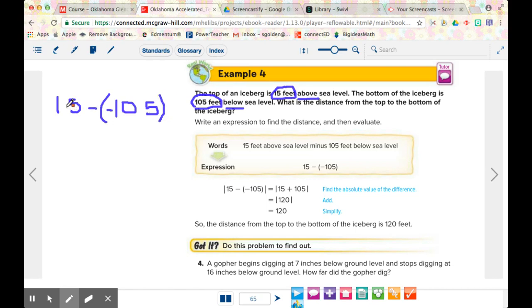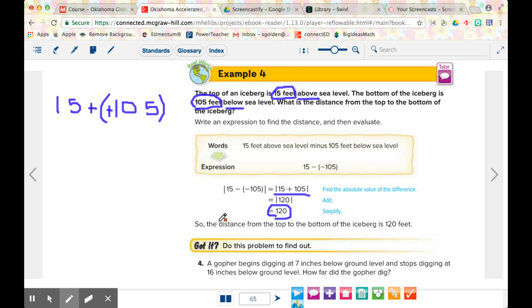So this is my problem: 15 minus negative 105. We know from our subtraction rules, we change the sign, add a line. So it becomes 15 plus 105. I'll underline it over here where they have that written. 15 plus 105 is 120. And we take the absolute value to make sure it is a positive number. So the distance from the top to the bottom of the iceberg is 120 feet.